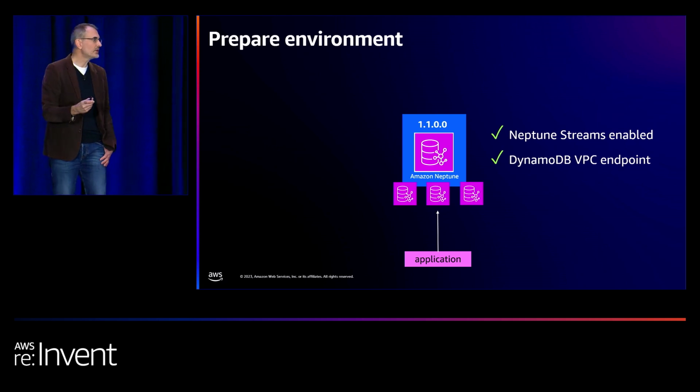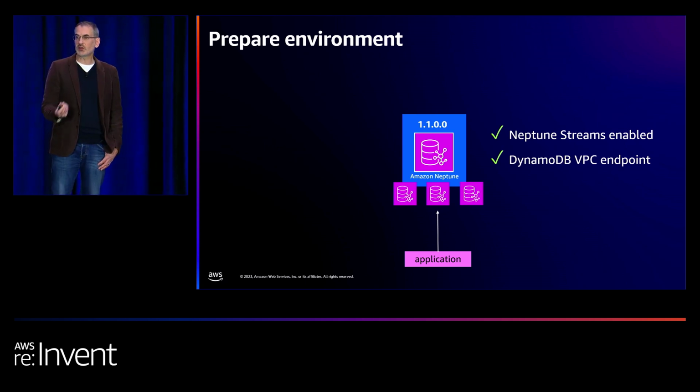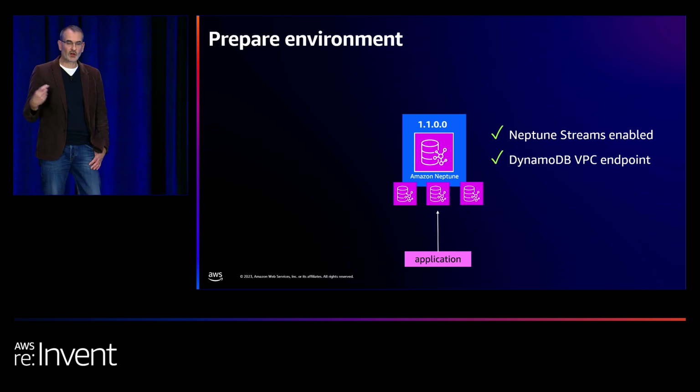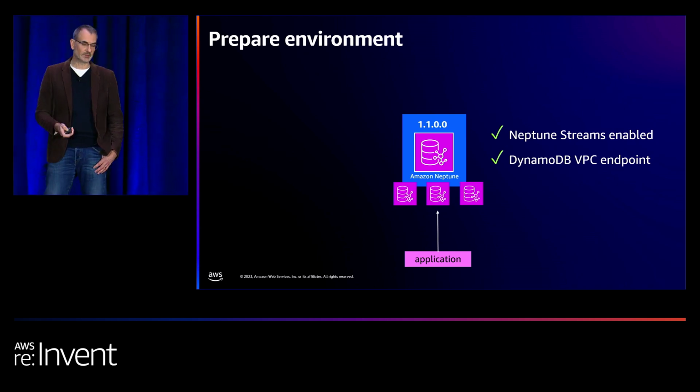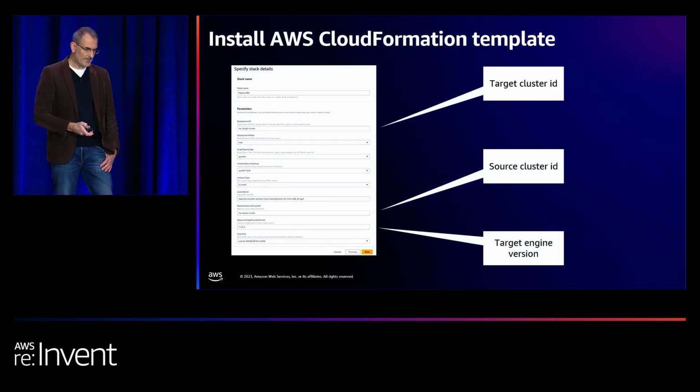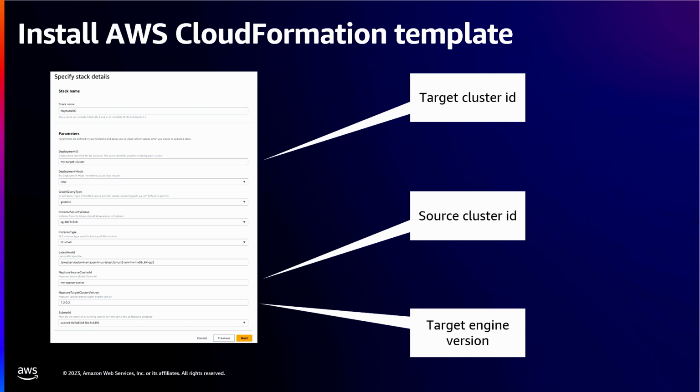So the first things I do: I ensure that Neptune Streams has been enabled on that cluster, and I ensure I've got a DynamoDB VPC endpoint. Then I can install the CloudFormation template. I get to specify the target cluster ID, so the name of the target cluster, and this name will be incorporated into all of those endpoint addresses later on. So you get to specify the name of that green cluster. We choose the source cluster, and we're also specifying the target engine version.